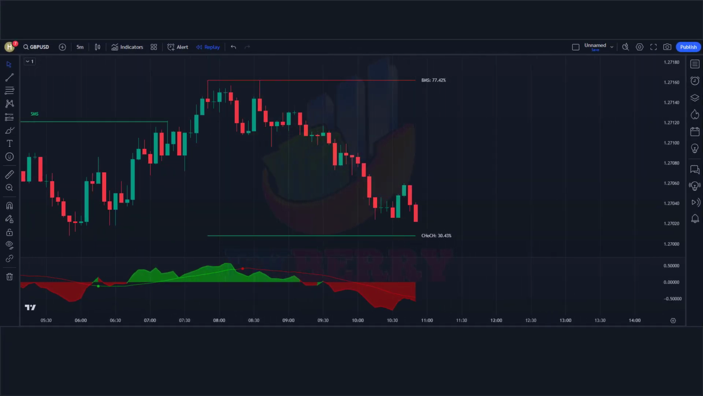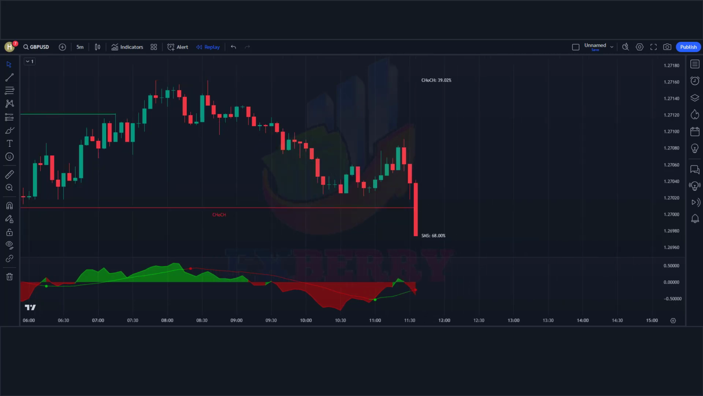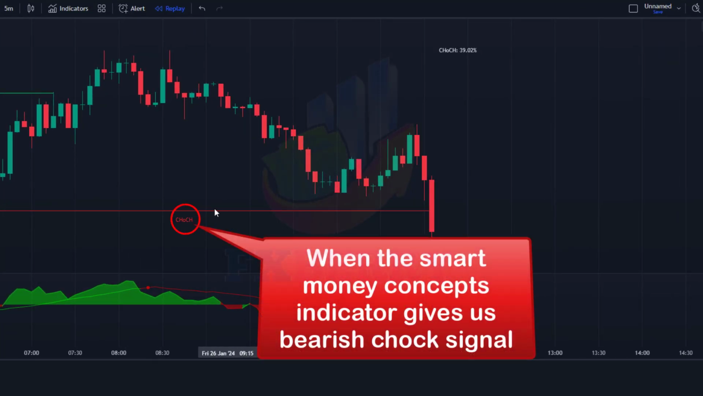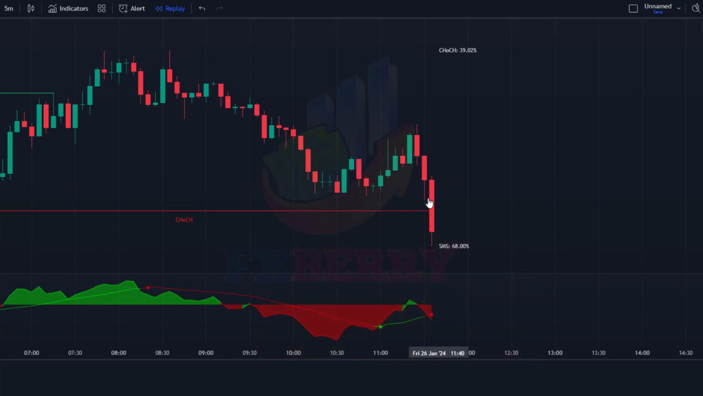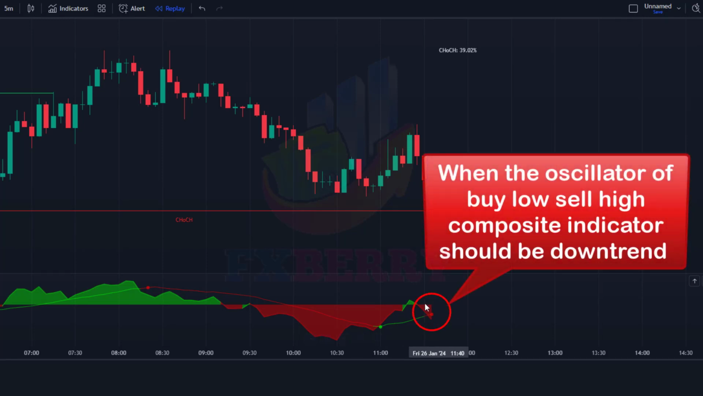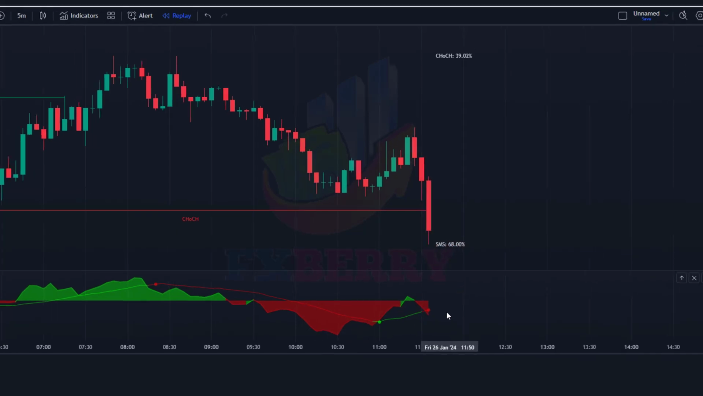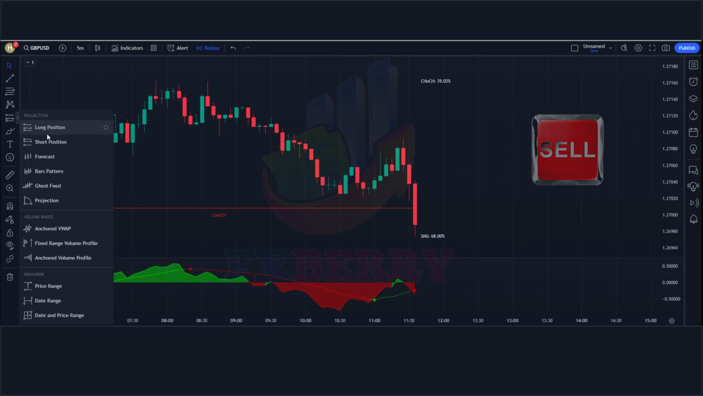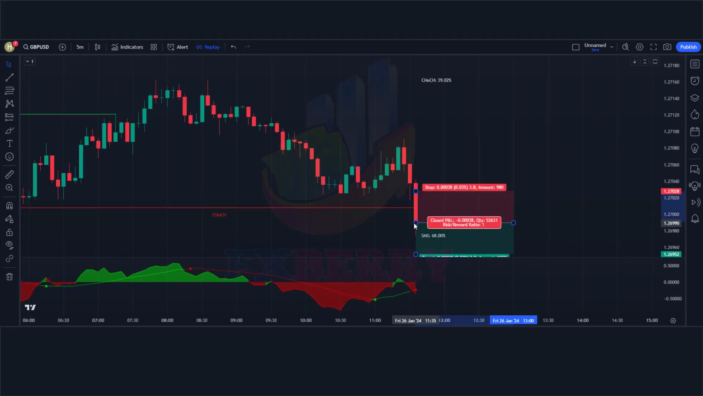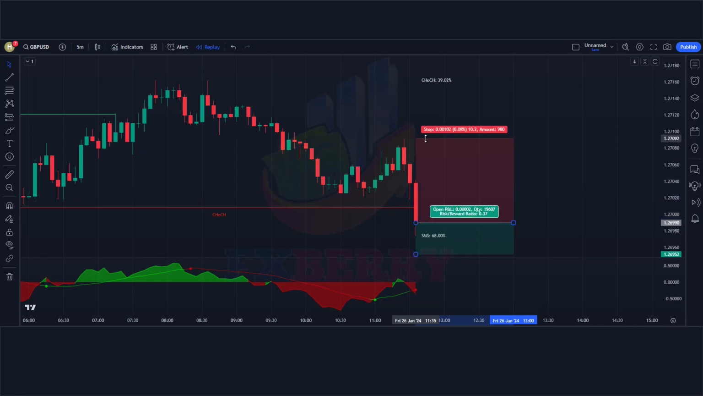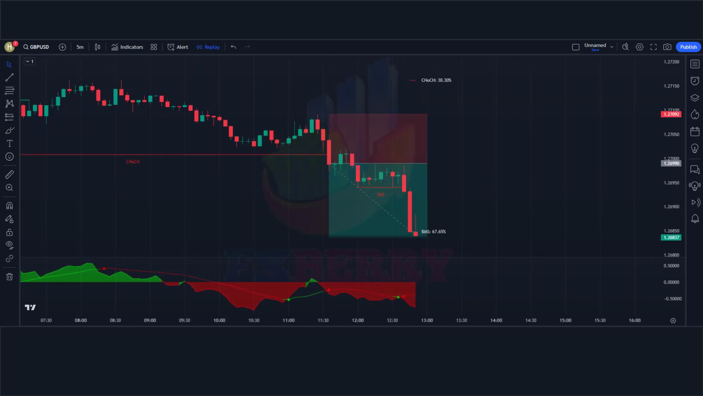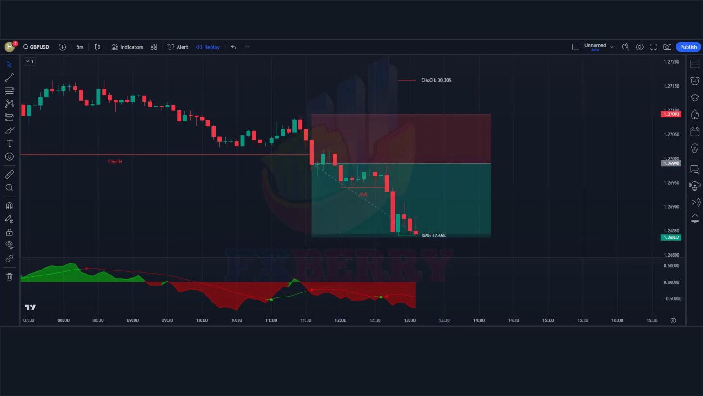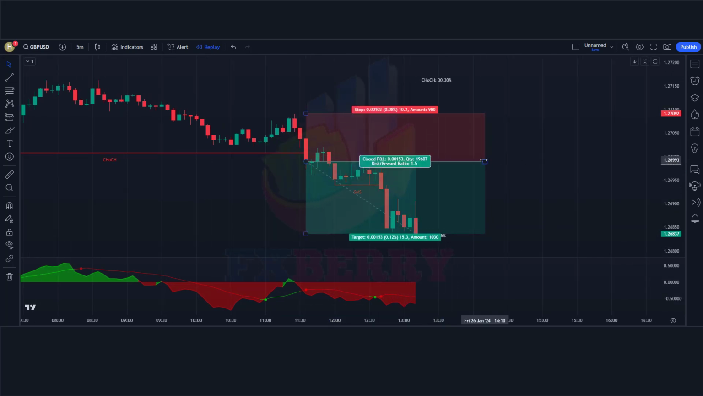Now, let's understand the concept where we will take buy and sell trades based on their conditions. When the Smart Money Concepts indicator gives us bearish CHoCH signal, when the market forms a bearish candle, and when the oscillator of Buy Low Sell High composite indicator is in downtrend, if these conditions are fulfilled, then we will place a sell order. Our stop loss will be placed at the current market's higher level, and the risk to reward ratio will be 1:1.5. The market has completely hit the target.